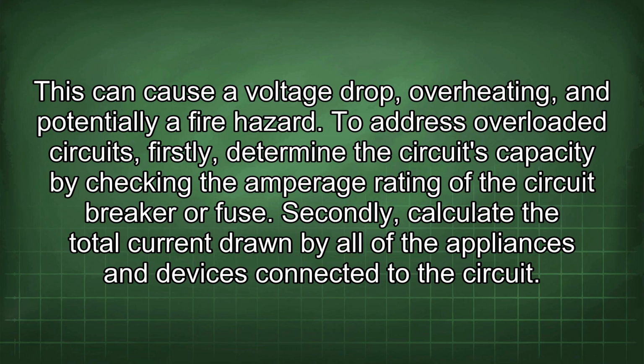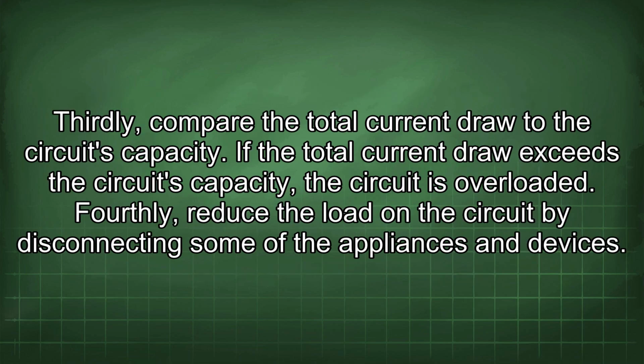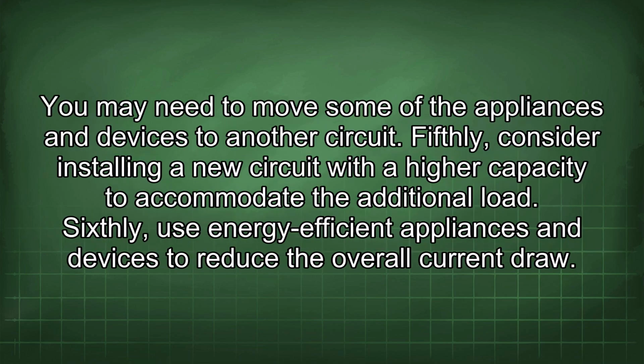Secondly, calculate the total current drawn by all of the appliances and devices connected to the circuit. Thirdly, compare the total current draw to the circuit's capacity. If the total current draw exceeds the circuit's capacity, the circuit is overloaded. Fourthly, reduce the load in the circuit by disconnecting some of the appliances and devices. You may need to move some of the appliances and devices to another circuit.